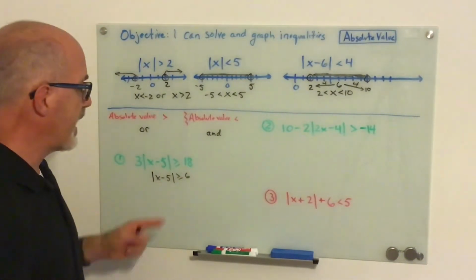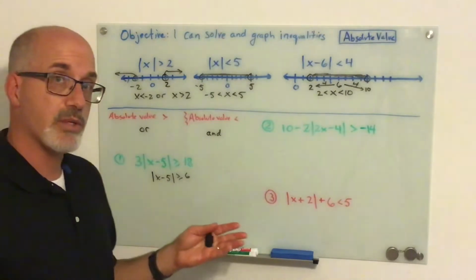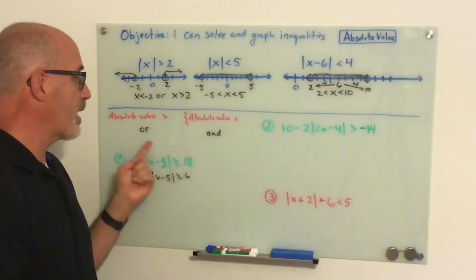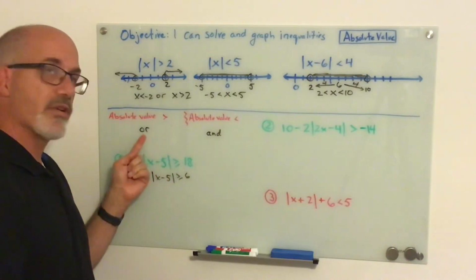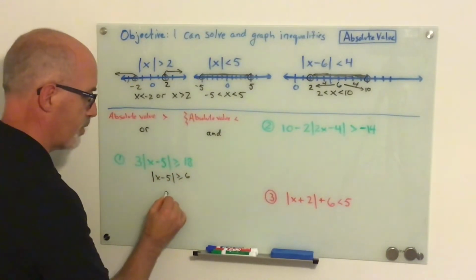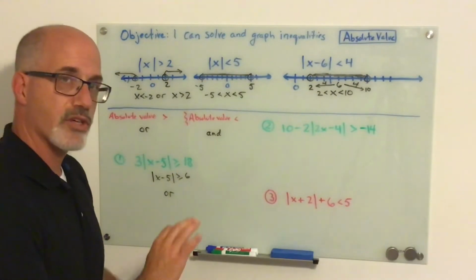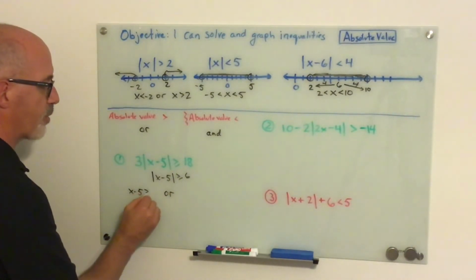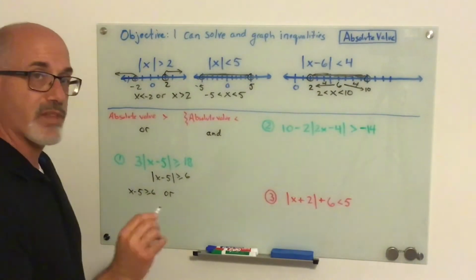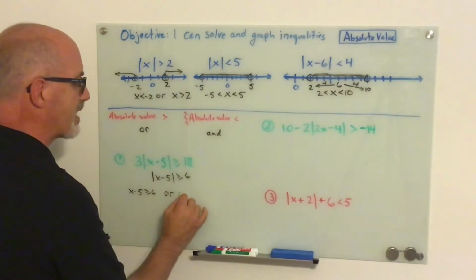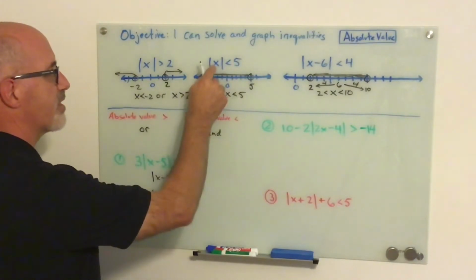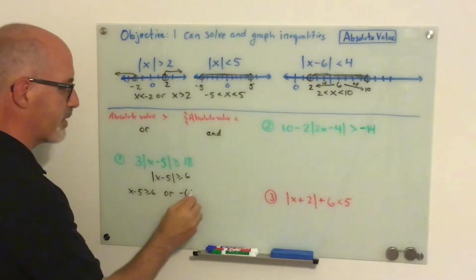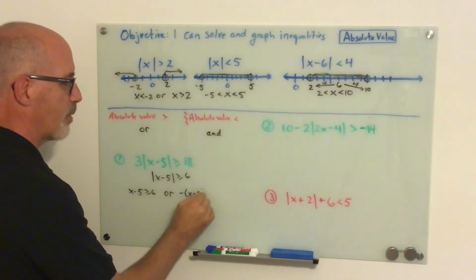Now I'm going to set up two cases like we do with absolute value, but because it's a greater than or equal to, we're going to put an or between the two cases. First case, you're just going to drop the absolute values. You're going to have x minus 5 is greater than or equal to 6. The second case, we're going to take its opposite. Just like all of these, it's either the number itself or its opposite. So we're going to have the opposite of that.